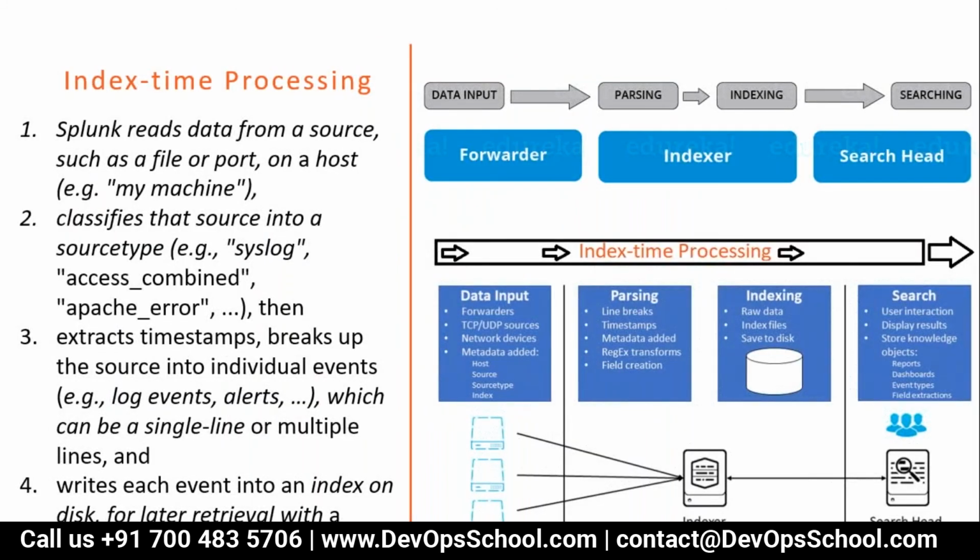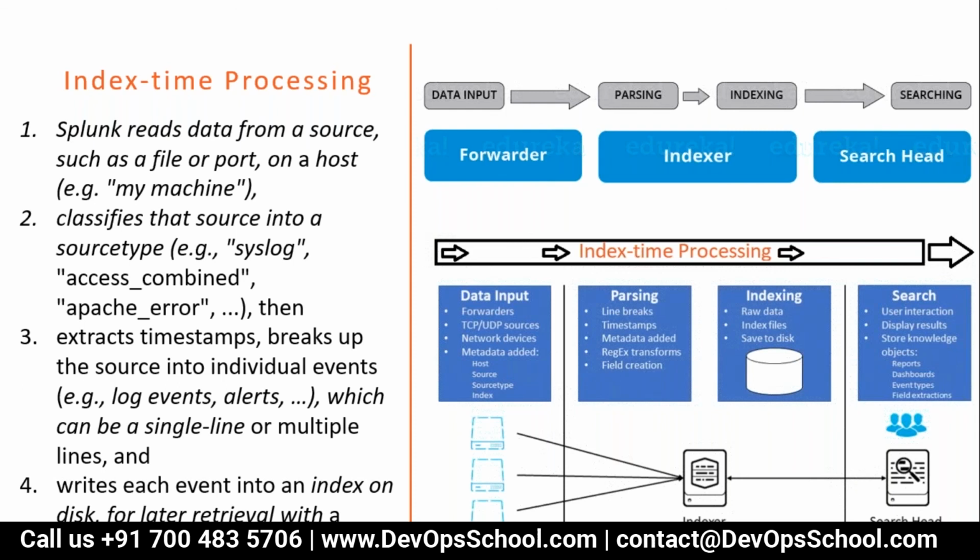So guys, what is index time processing? Look at this image very carefully. Splunk reads the data from the source. When I say Splunk, that means the forwarder, such as a file or port on a host. It classifies that source into the source type, meaning what kind of data it is. Splunk is doing it, not you. You can customize it, but Splunk is doing it.